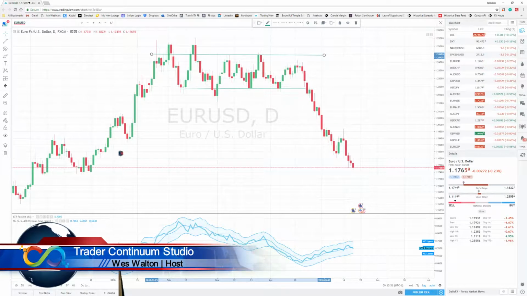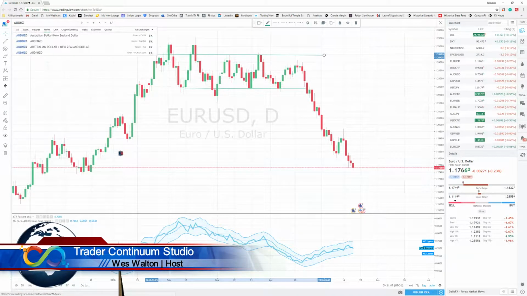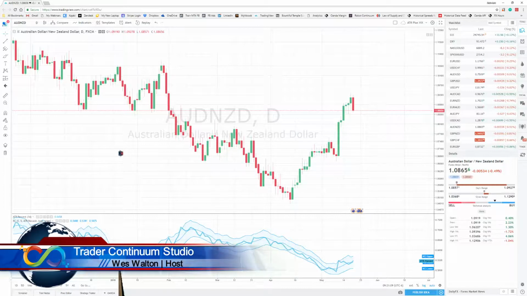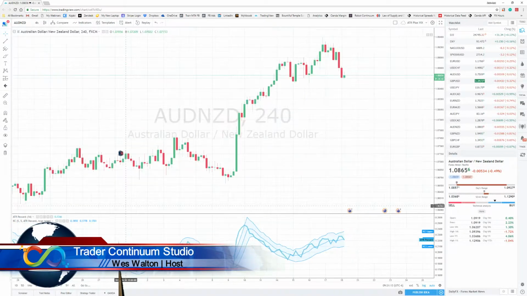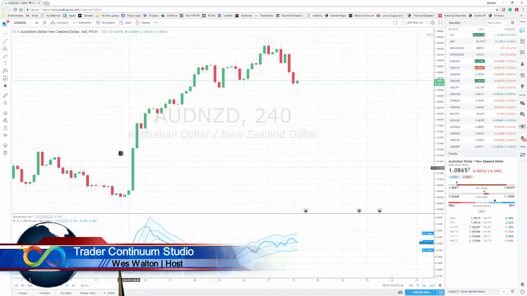Let's go to 240 minute on a chart we haven't looked at before. How about the Australian dollar, New Zealand dollar? Yeah, there we go. Aussie Kiwi. Nice. All right. We'll go 240 minutes. Let's see if we can find trading signals that would be meaningful here. I'm going to actually zoom in so we can see it really close.